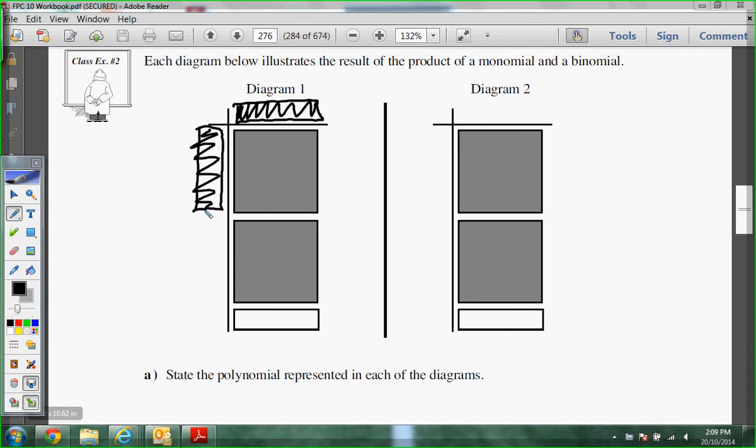Well, what's this mean? I have another what? Another positive x, and a negative 1. Good job. Okay, so I have x and 2x minus 1, yeah? Good. You guys got that faster than I did the first time.